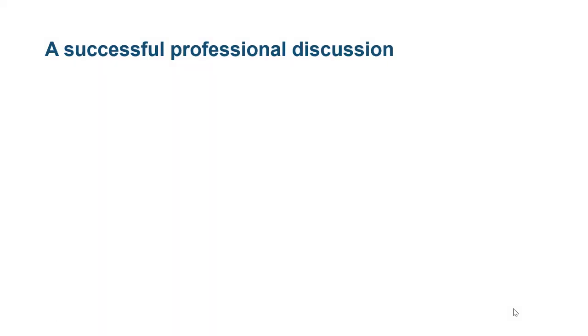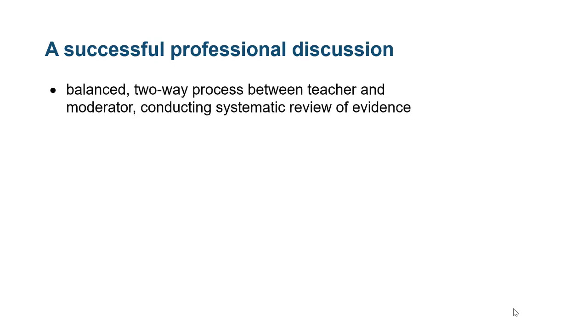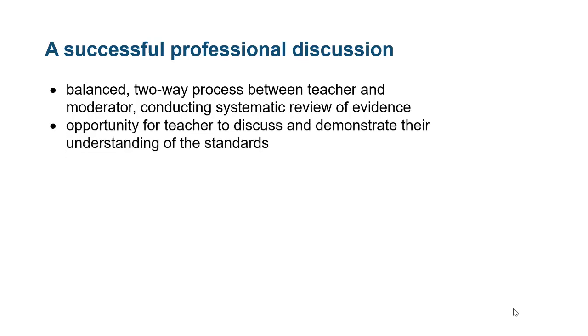We will now consider some features of a successful professional discussion. A successful professional discussion is a balanced two-way process, with teacher and moderator working together throughout in a systematic review of evidence. As part of this, moderators empower teachers to articulate their understanding of the standards. This helps the teacher to feel that the discussion is a vital part of their professional development entitlement, supporting their knowledge and understanding of assessing writing.